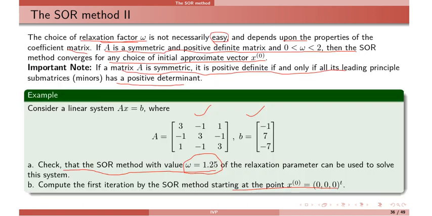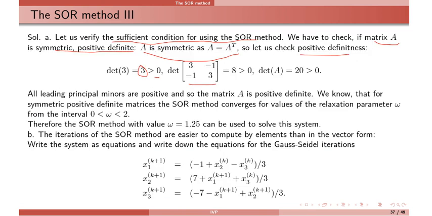Then take this 2 by 2 matrix, the determinant of this is 8, that is also positive. Then take 3 by 3, that is the whole matrix. So the determinant of A is 20, that is also positive. So if all leading principal minors have positive determinants, then that matrix is positive definite. In other words, you can apply the SOR method, and that is usually not asked, so you can skip this part.